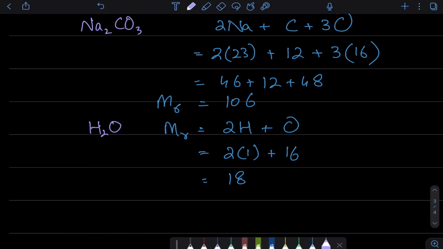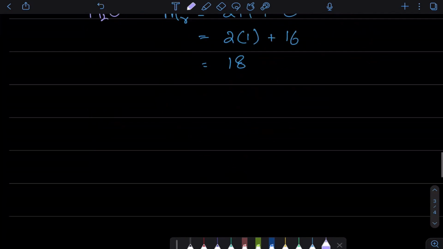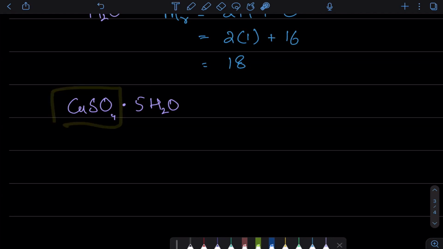Now, sometimes you will see situations like this. You have copper sulfate dot 5H2O. This dot basically means that something has ionic bonding or giant structure, and it has made covalent bonding with this. The dot means that this is ionic, but within itself it is covalent.